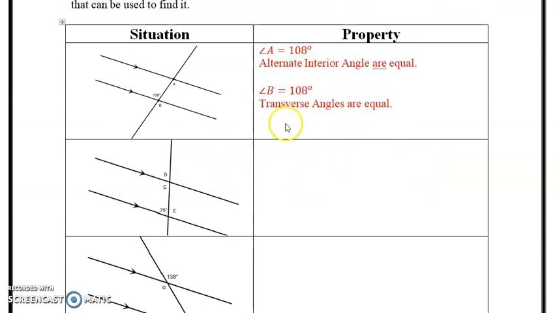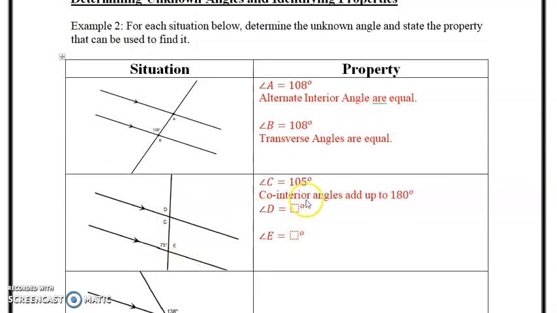So in the second situation, we're looking for angles C, D and E. We can find them, again, there's no order. I'll just do them in alphabetical order if I can. C and D are called co-interior angles, and they add up to 180. So I take the 180 and subtract 75, and that would give me 105.